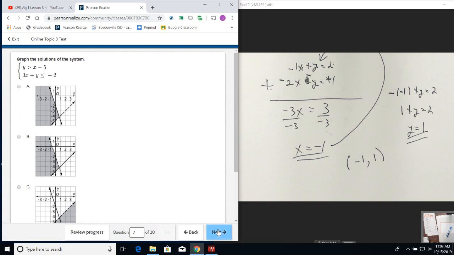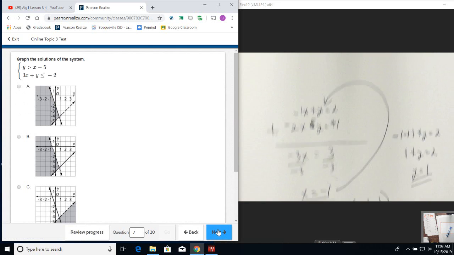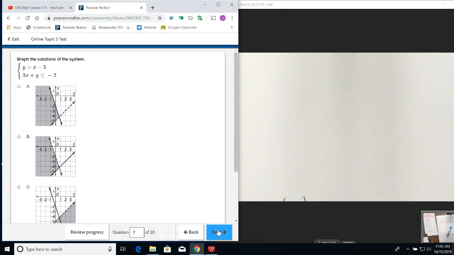Let's go to 7. Graph the solution of this system. Look. See how the first inequality says y is greater than 1x minus 5? Should be a dashed line. Where's my boundary line? Well, my boundary line is the same thing as the equation of y is equal to 1x minus 5. So this means it has a y-intercept of negative 5.